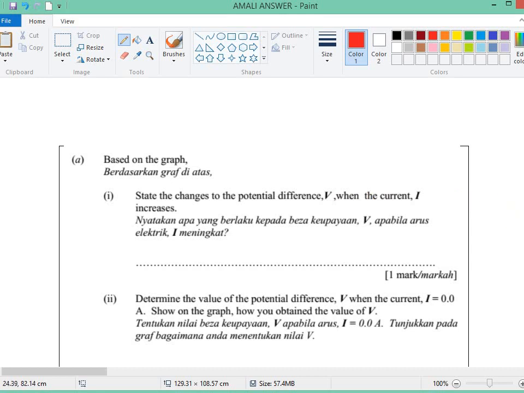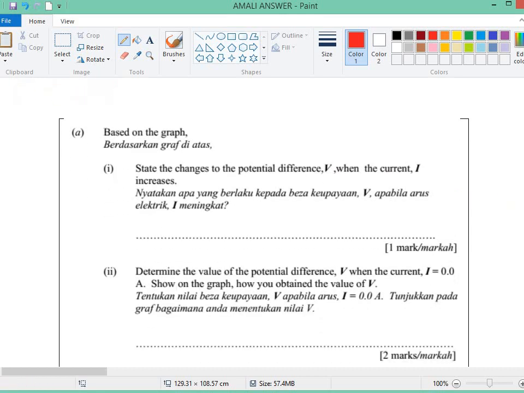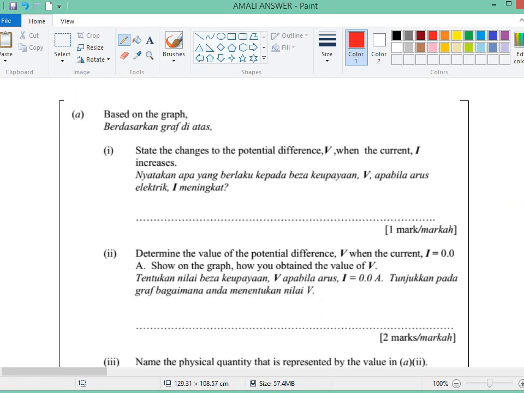Okay, so the next type of question, I tried to compile, I tried to find what kind of questions they may ask. So this is the kind of question that maybe they are going to ask. Based on the graph, state the changes to the potential difference when current increases. So what is the change to the potential difference? Okay, decrease linearly.